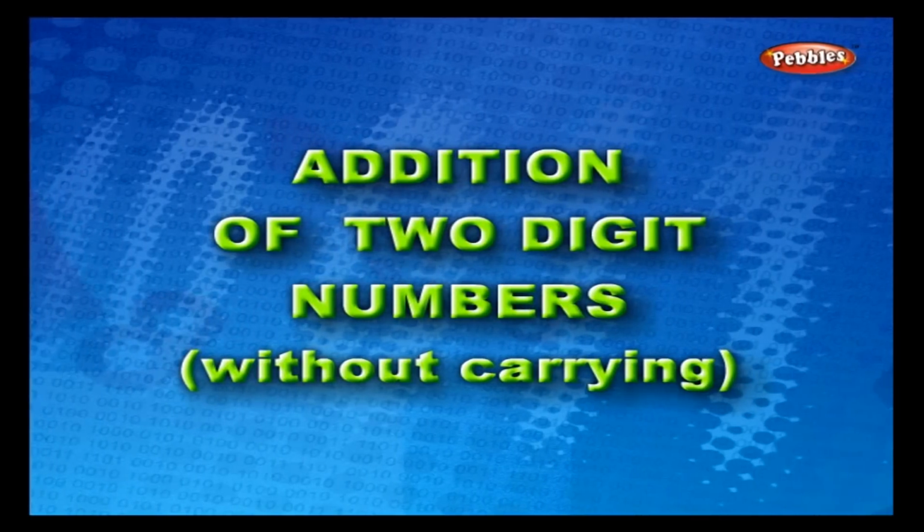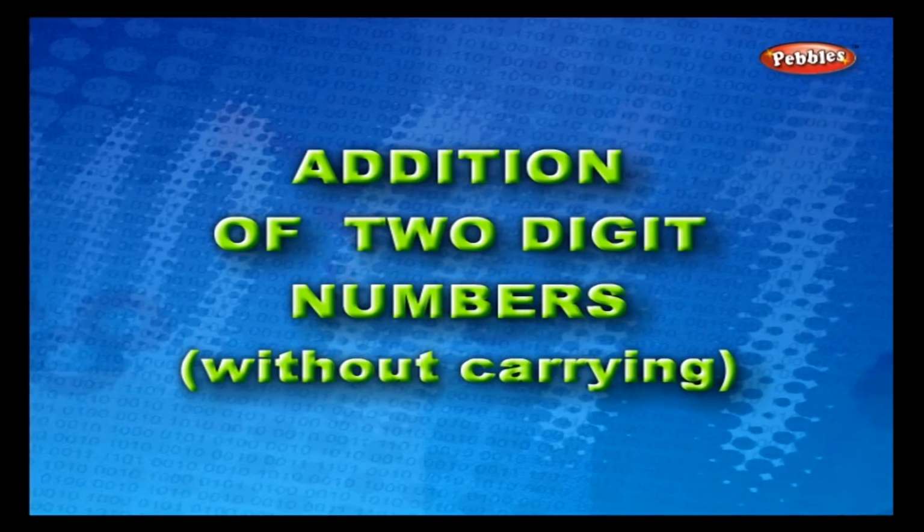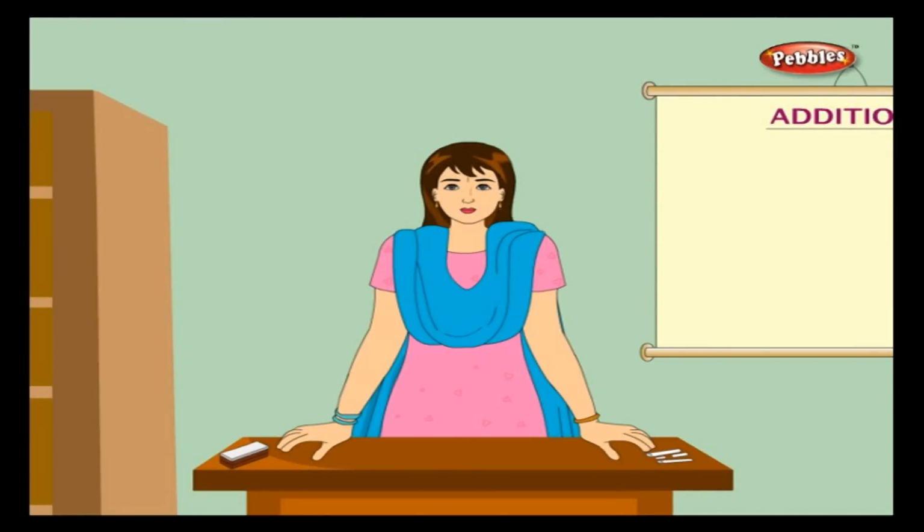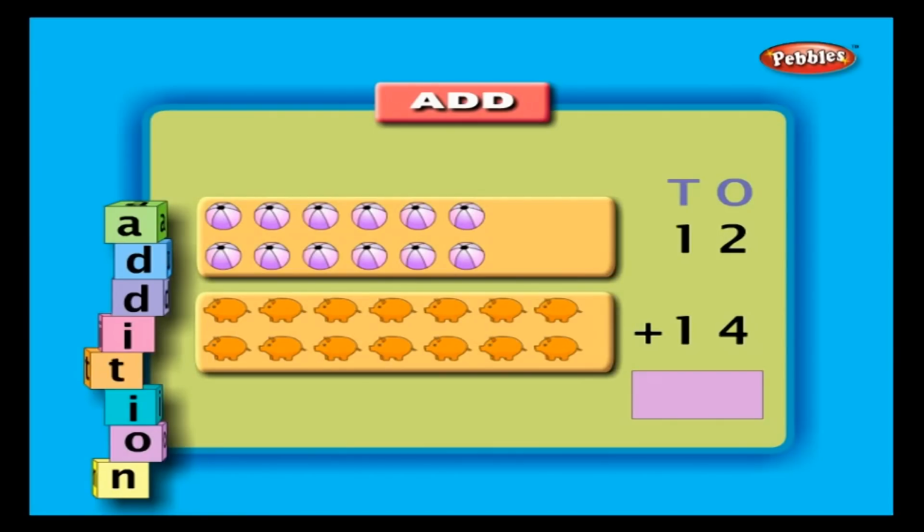Addition. Addition of two-digit numbers without carrying. Come on children, let us add both these numbers. 12 balls and 14 piggy boxes. Arrange the numbers in column.